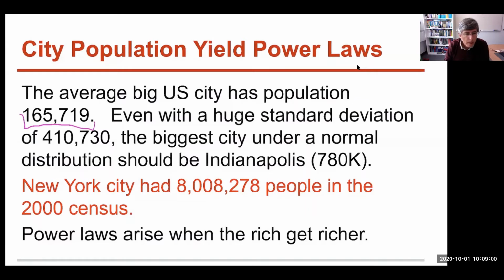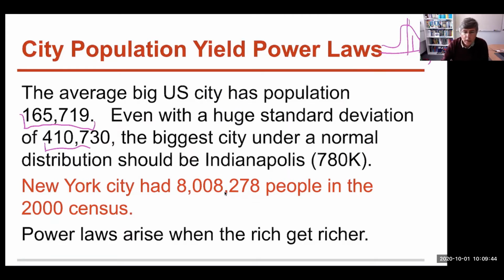The average population was 165,000. If you took the standard deviation of the population, which happened to be pretty big compared to the mean, and we assume that things were normally distributed, with only a few hundred cities, the probability of getting any city that is more than 3 standard deviations away is going to be almost nothing. 2 standard deviations from the mean worked out to be Indianapolis. But Manhattan, New York City, has 8 million people.